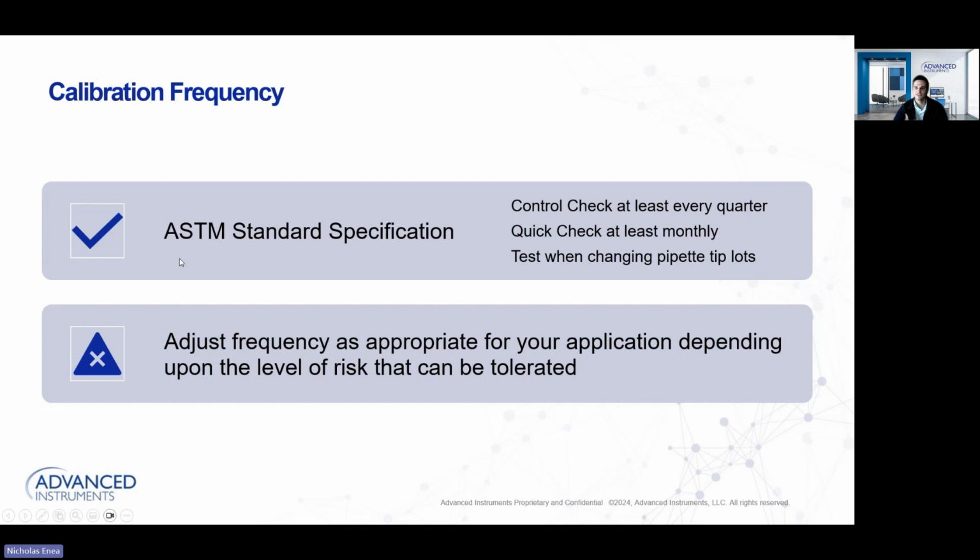Now, there are certain guidelines, and this is what we like to use as well for calibration frequency. The ASTM standard ultimately recommends a control check at least every quarter, a quick check at least monthly, and then test your pipettes or your liquid handlers when you're changing a lot. Now, this is just, again, a starting guideline. You can adjust the frequency based on your level of risk.